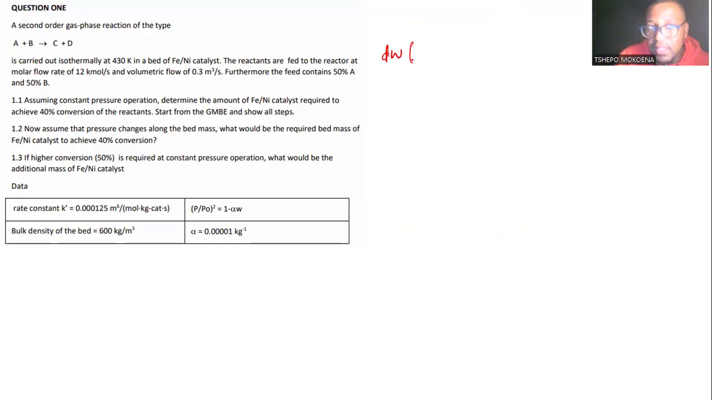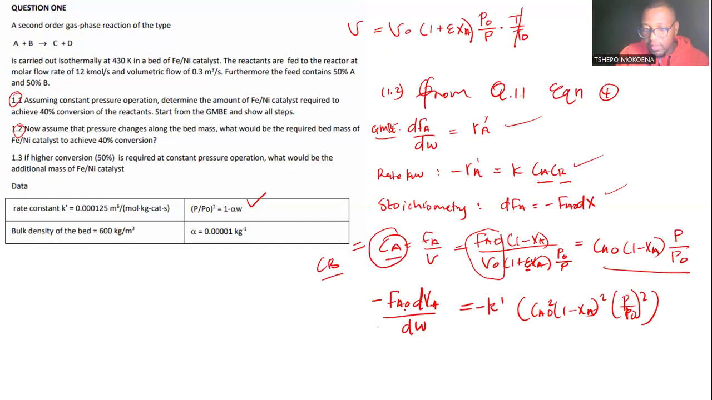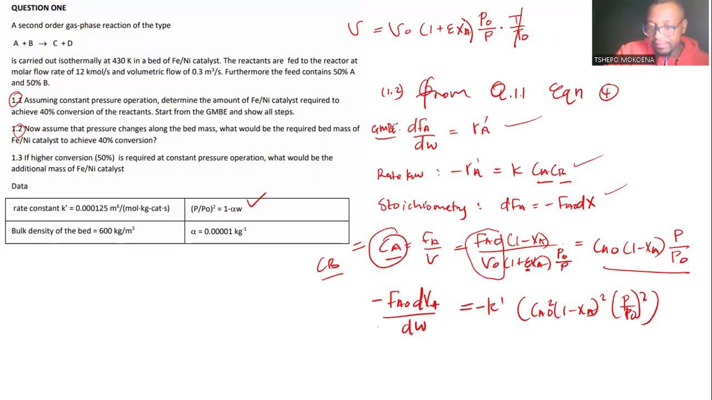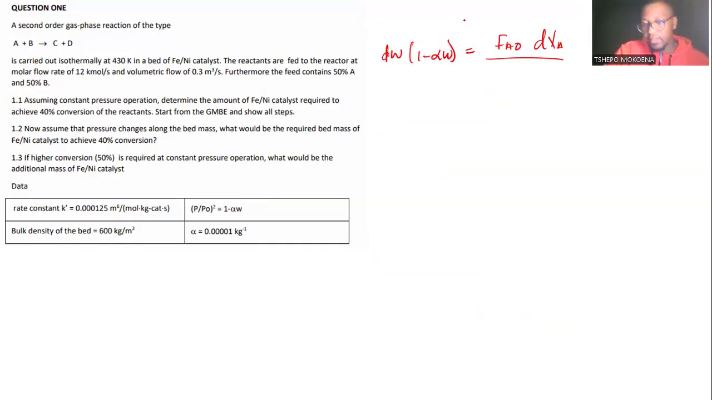Then what is P? P over P sub naught to the power of 2 is 1 minus alpha W. And then on this side, I'm going to have this guy divided by everything except this. And I have FAO dXA divided by K CAO squared (1 minus XA) squared. So this is the new part that we didn't have from 1.1.